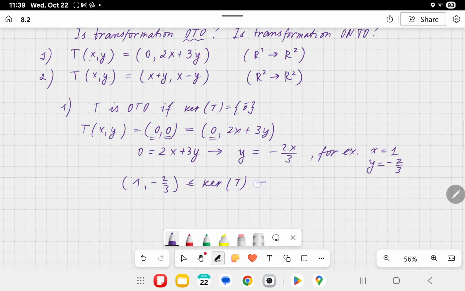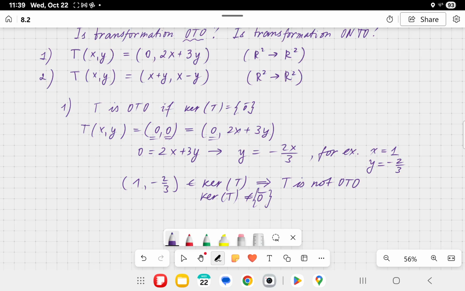So I'm going to make the conclusion that T is not one-to-one because of this: the kernel of T is not equal to only the 0 vector. It also has some other vectors, actually many other vectors, okay? Okay, very good. So the first transformation is not one-to-one.